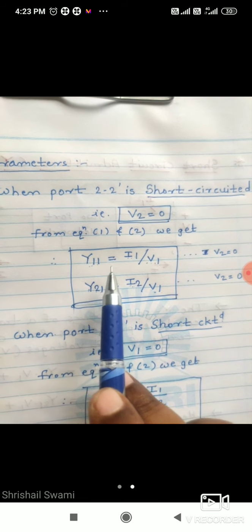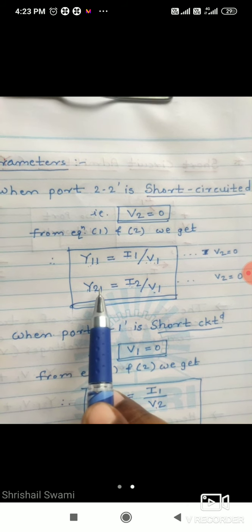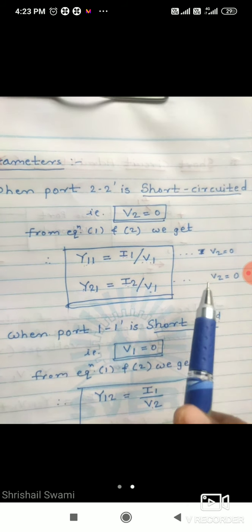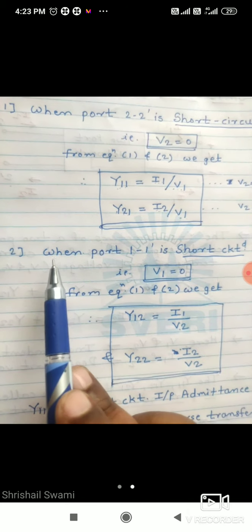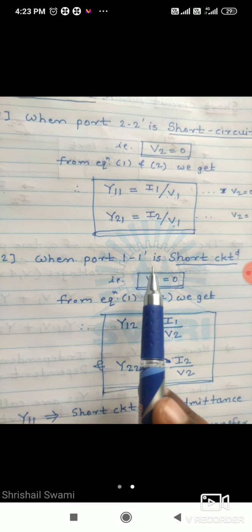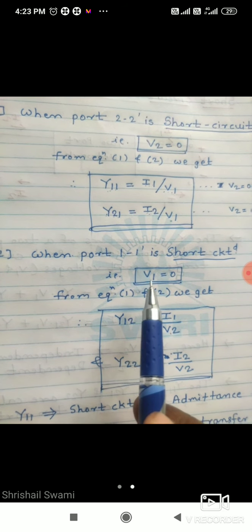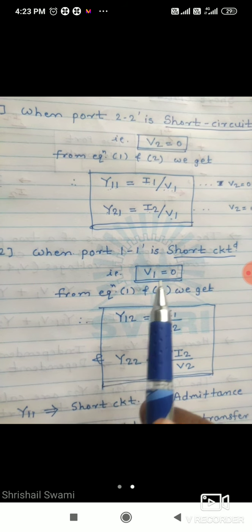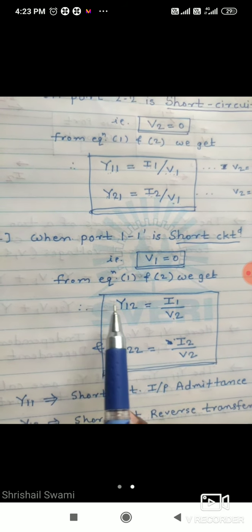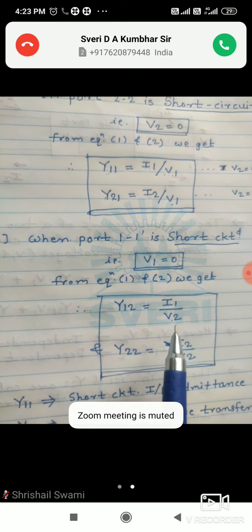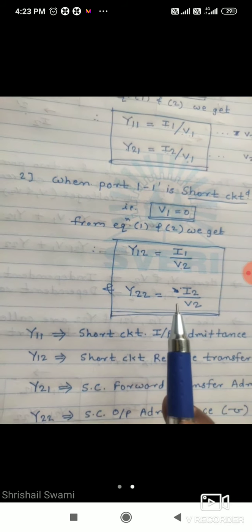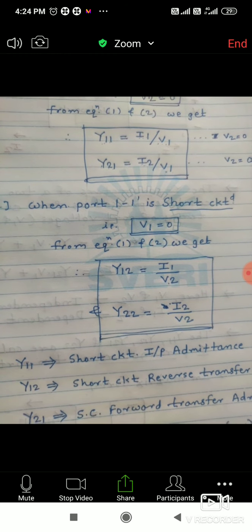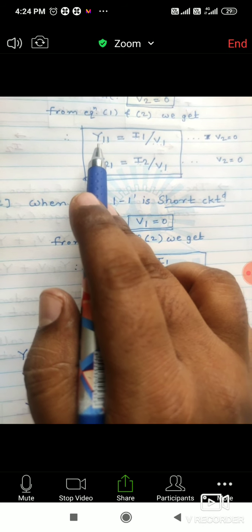Now put V2 equal to 0 in the equation number 1 and 2. You will get Y11 equal to I1 divided by V1 and Y21 is equal to I2 divided by V1. So these are the conditions, V2 equal to 0. So what is the name of this one? I will write at the last. Similarly, when port 1 dash is short circuited, that is V1 equal to 0, when you put V1 equal to 0 in the equation number 1 and 2, you will get Y12 equal to I1 upon V2 and Y22 is equal to I2 upon V2. Okay. So what are the names of these? So Y11.